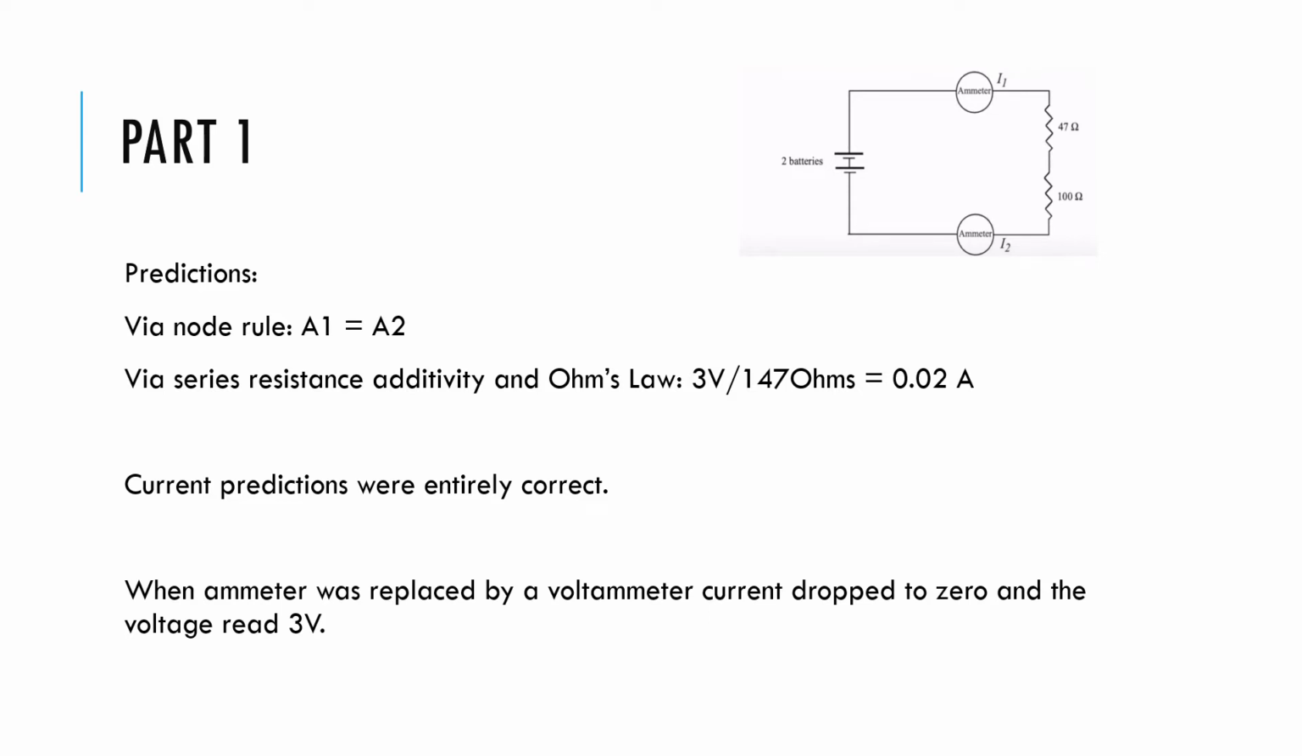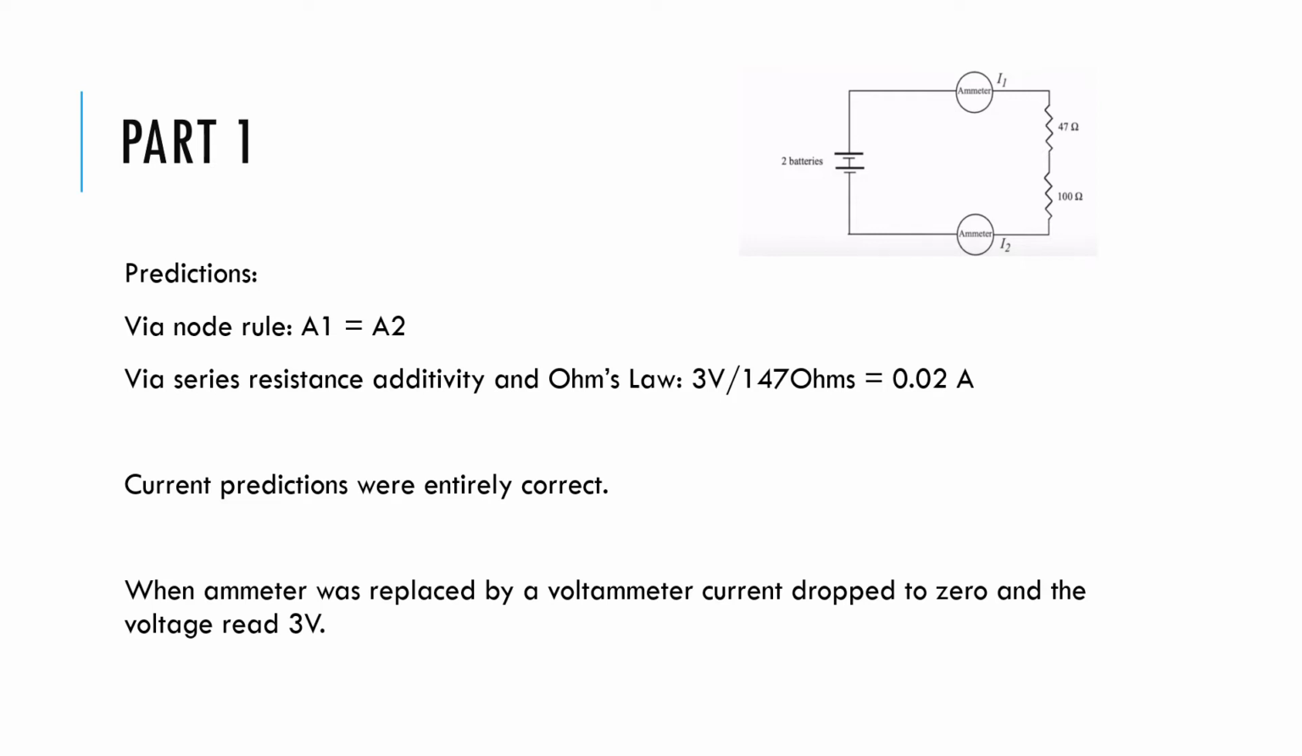For part one, this is just a simple circuit. The predictions I made before running this simulation were due to the node rule. A1 is going to be equal to A2. What I mean by that is there are no nodes between each ammeter, so the current through each ammeter should be identical because every bit of current flowing through the first has to come out the second to actually complete the loop of the circuit.